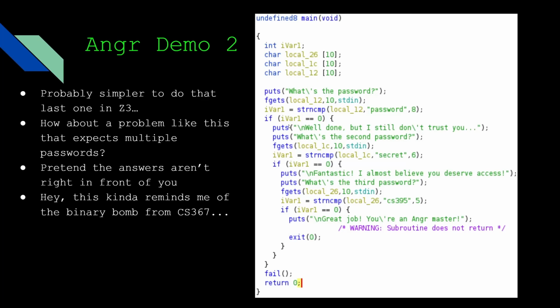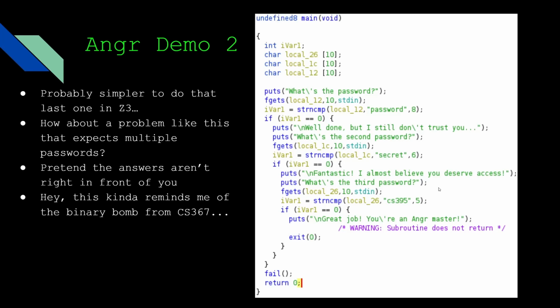But this might ring some bells for you guys. This might remind you of the binary bomb from 367 if you've taken that class. And I'm going to let you in on a dirty little secret: if you use Angr on the binary bomb, you could do that thing hundreds of times faster than the way you're supposed to do it. Of course, if you've already taken the class and you still have your bomb lying around, you can try that. If you haven't taken the class, don't use Angr on it, because that is cheating, according to the establishment.